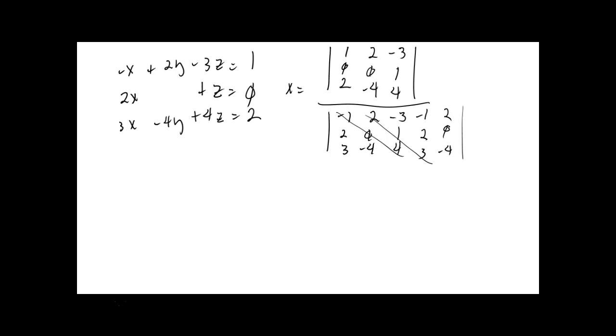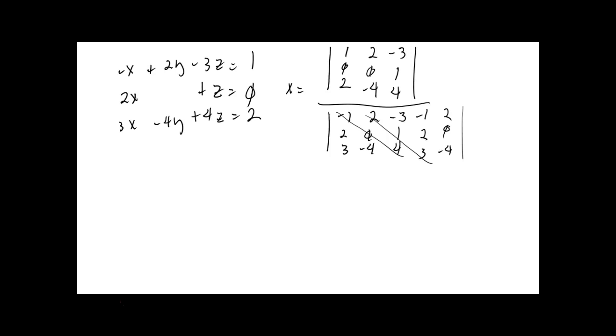Because you're looking for x here, rather than putting this column of the coefficient matrix, we put that column, our constants column, in that place. But the other two columns are just the same as they were from your coefficient matrix.